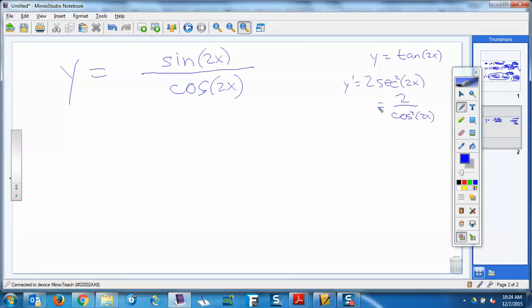So that would be 2 secant squared, or 2 over cosine squared. You wouldn't have to write it both ways, either is fine. Now let's do a quotient rule on this, okay? Let's just say we didn't notice that, so let's do a quotient rule.